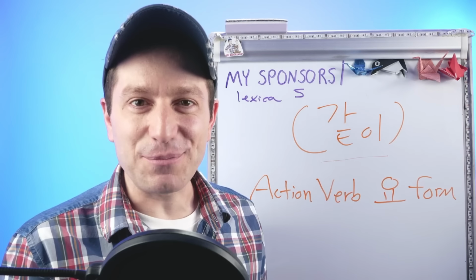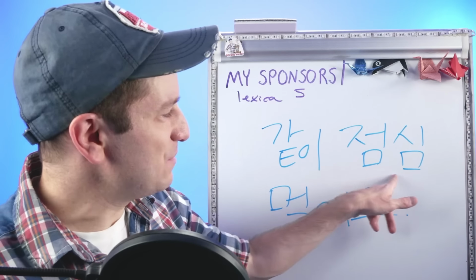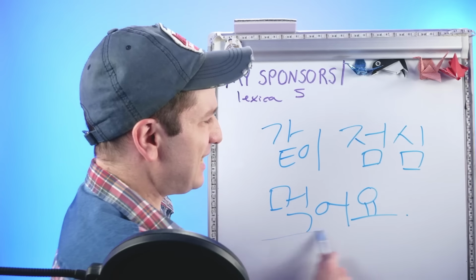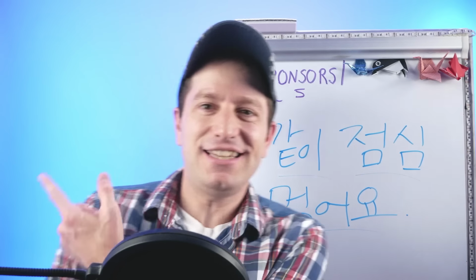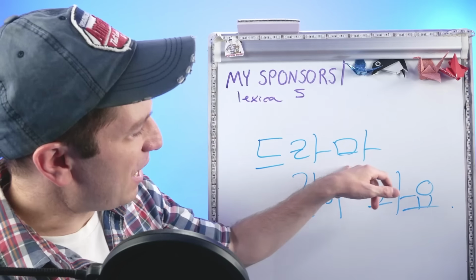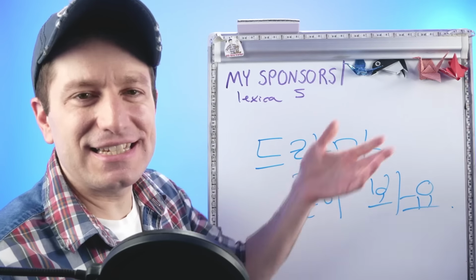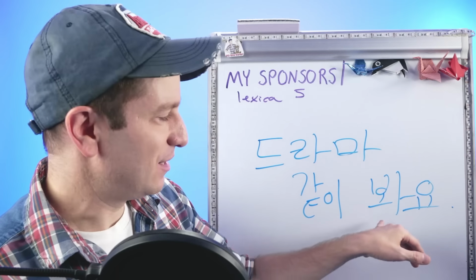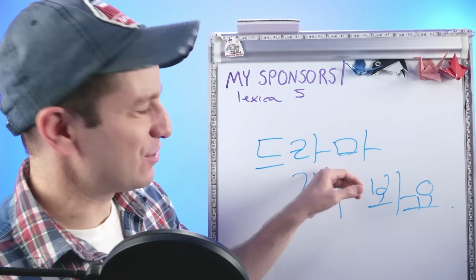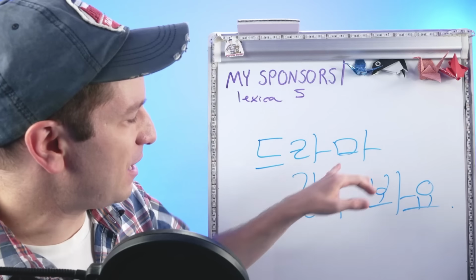So let's do a few example sentences. 같이, together. 점심, lunch. 먹어요, eat. So eat lunch together. Let's eat lunch together. 같이 점심 먹어요. 드라마 같이 봐요. Drama, as in like a TV drama. 같이, together. 보다, to see, to watch. 봐요. So watch together drama. 드라마 같이 봐요. Let's watch drama together.